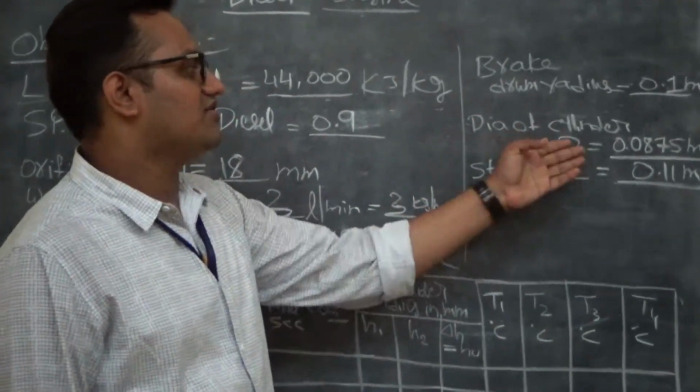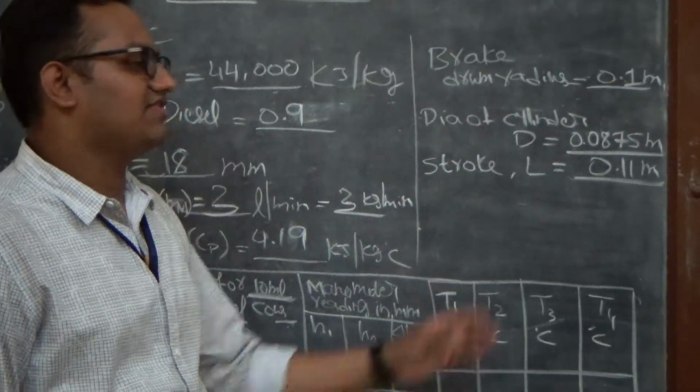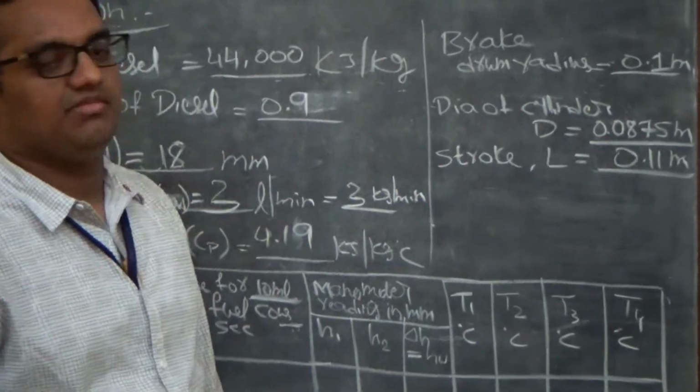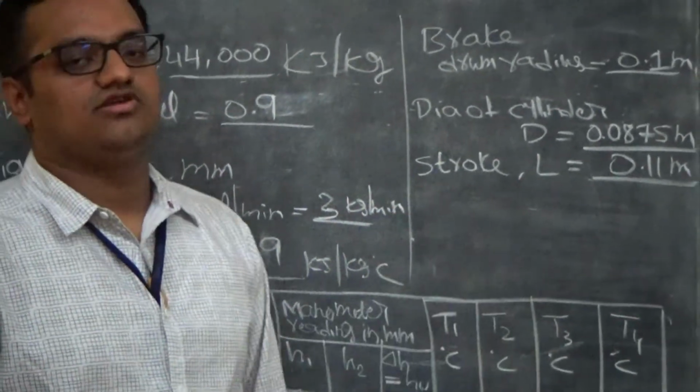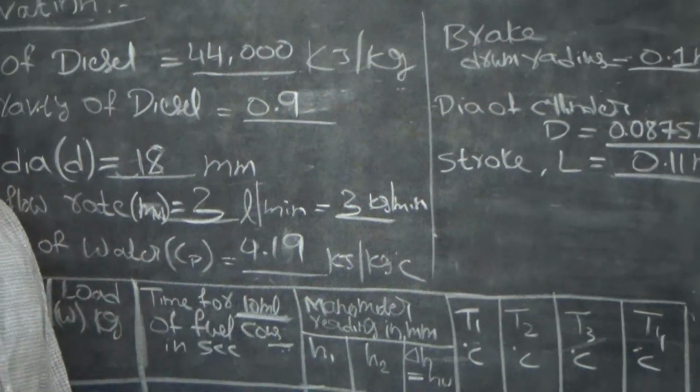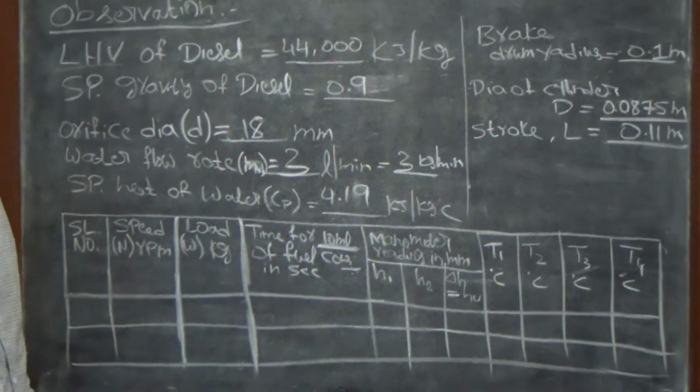We have a diameter of the cylinder as 0.0875 meters, and stroke as 0.11 meters. So this is a typical observation.